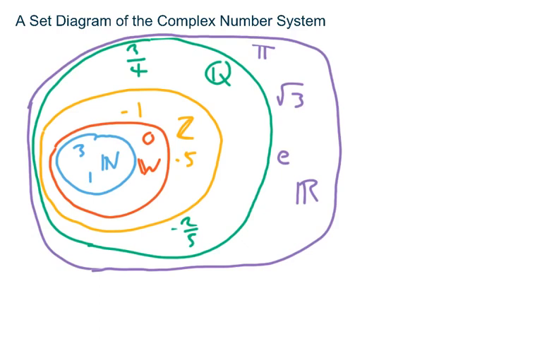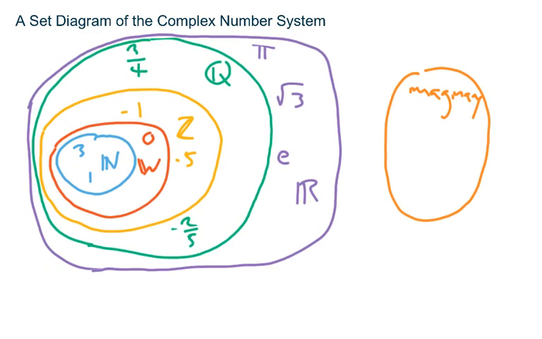Let's pick a new color for that. So my imaginary numbers are outside, and by the way, there's not really a unified agreed upon symbol for imaginary numbers, but that includes 5 times i, negative principal square root of 3 times i, any number that's a real number times i, and of course i itself. They're separate and apart.